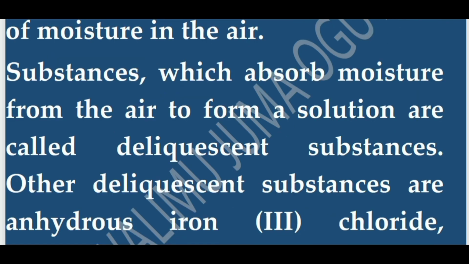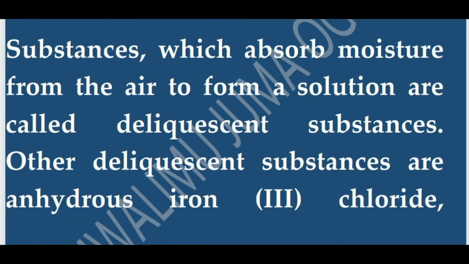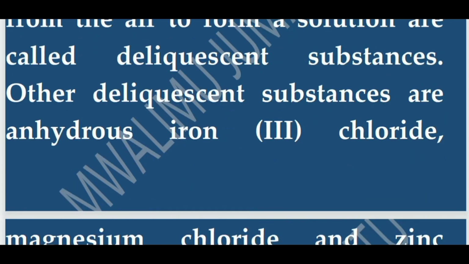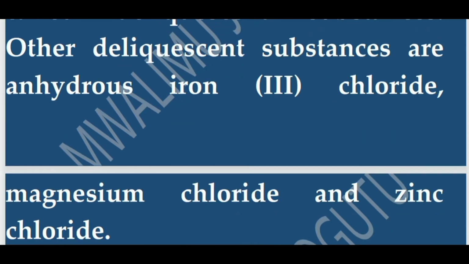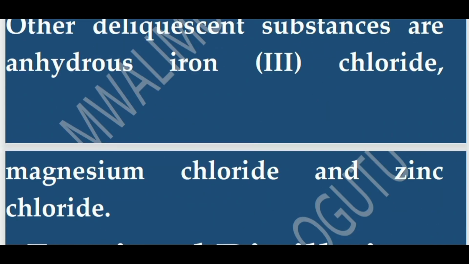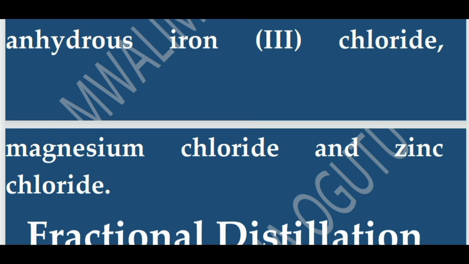So apart from the anhydrous calcium chloride, we also have other substances such as anhydrous iron(III) chloride. We have magnesium chloride and zinc chloride. So those are some of the substances that are deliquescent.